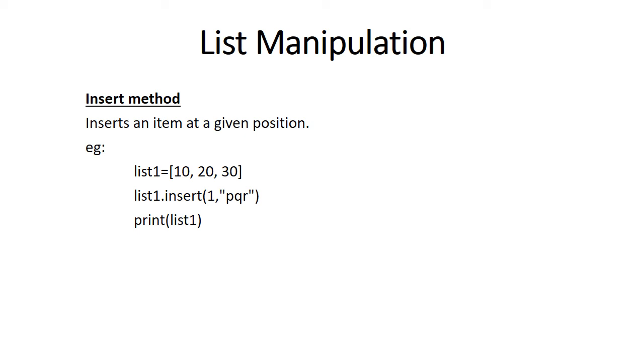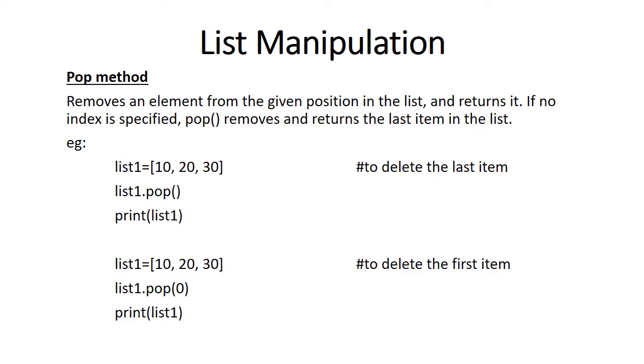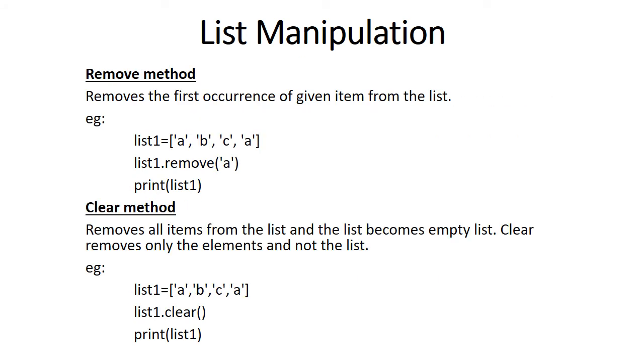So what is there at the position 1? At the position 1, the number is 20. Now print list 1. So now instead of 20, you will get the list as 10, PQR, 30. Pop method removes an element from the given position in the list and returns it. If no index is specified, pop removes and returns the last item in the list. Examples are given below.